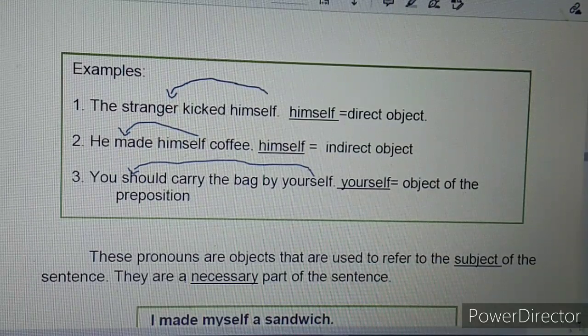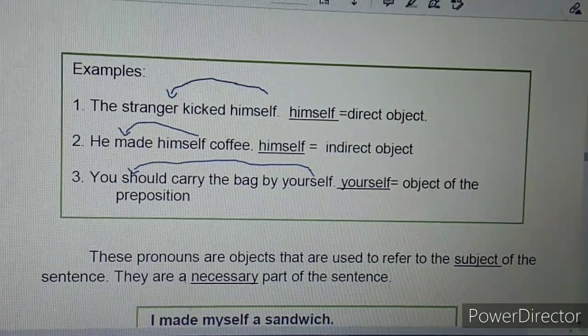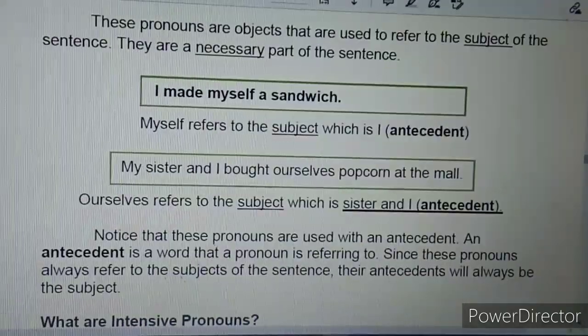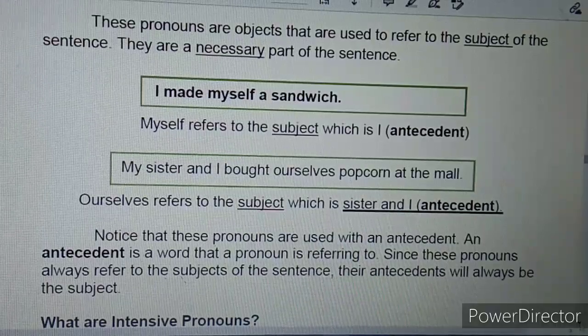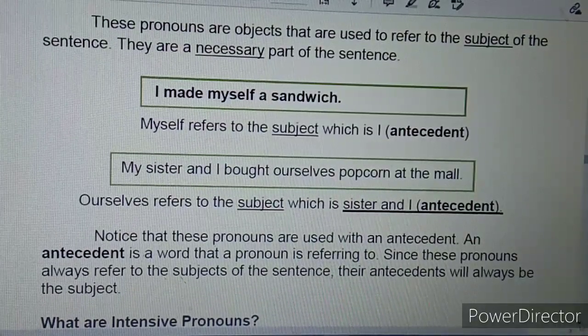Number 3, you should carry the bag in or by yourself. The word yourself is the object of the preposition of the pronoun you. So these pronouns are objects that are used to refer to the subject of the sentence. They are a necessary part of the sentence.